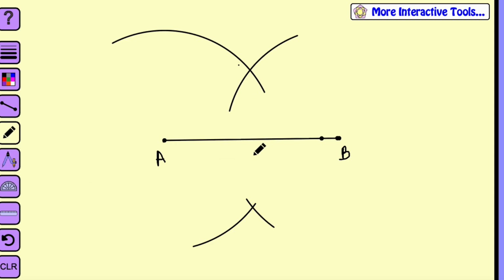Do you see the intersection of arcs above the line and below the line? Connect the intersection of arcs. What you drew here is a perpendicular bisector. Now you do this a few times on your own for practice.